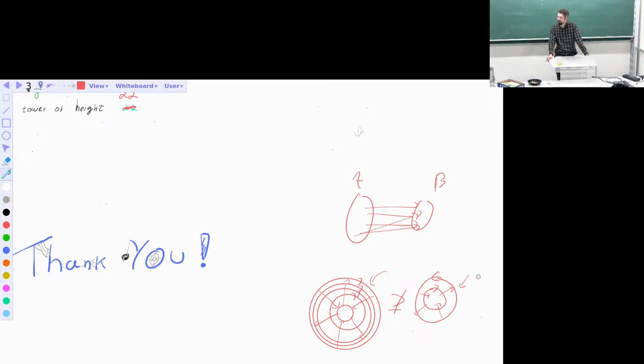Question: Is the entire proof constructive? Answer: Yeah, I think so. At some point we use the Lovász local lemma, but there are constructive versions of it. So the whole proof is constructive.